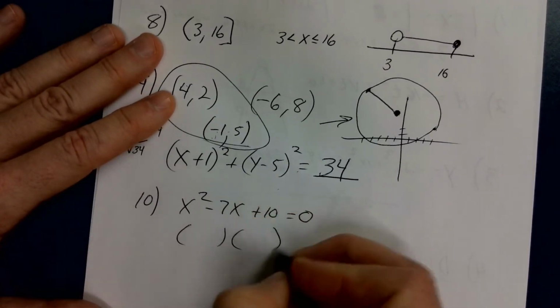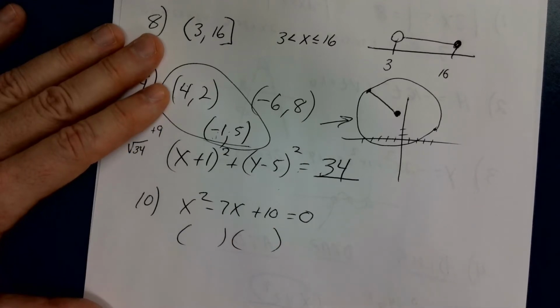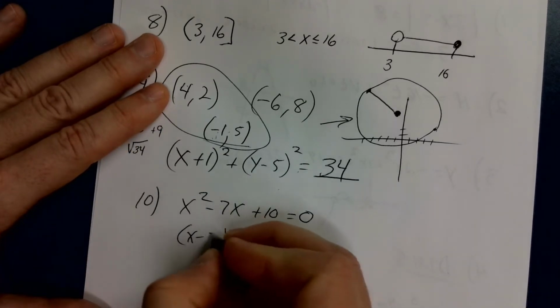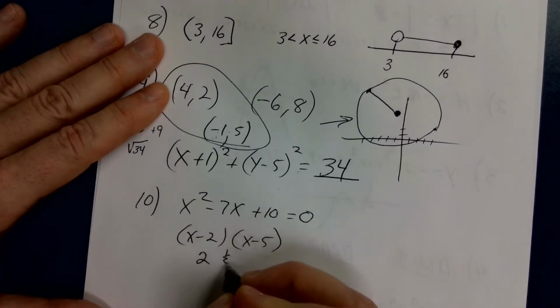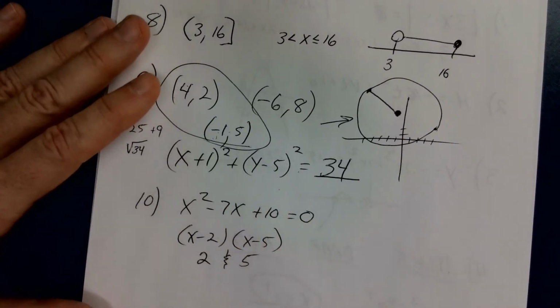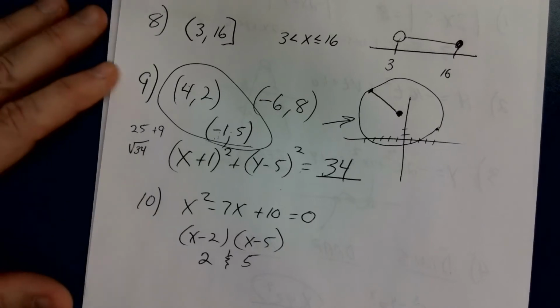So you would do something like this, and you go, hey, factors of 10 are 1 and 10 and 2 and 5, and I need them to add up to 7. So that'd be an x minus 2 and an x minus 5, which means my solutions are 2 and positive 5. Okay, so solving by factoring, definitely one of the things that we needed to be able to do.